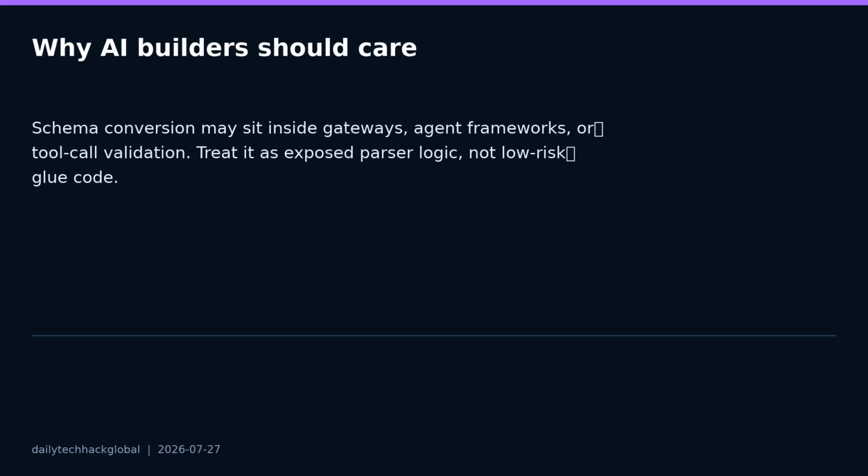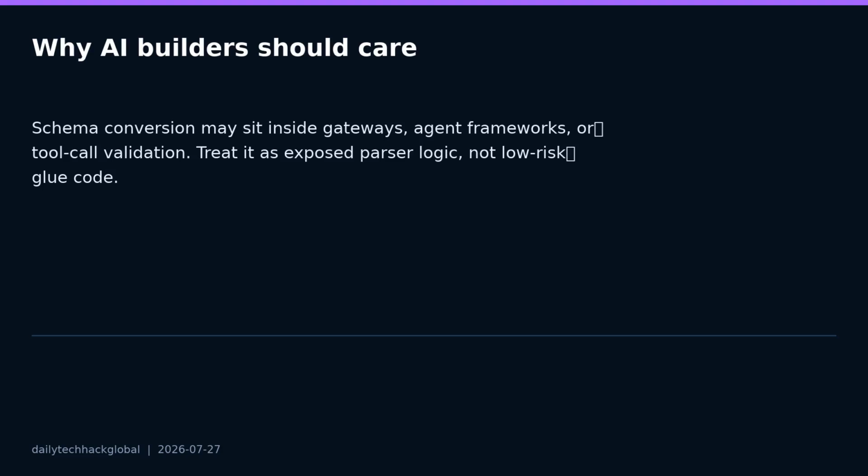If a SaaS product lets tenants upload schemas, if a developer tool exposes schema conversion through an API, or if an AI agent framework accepts partner-supplied tool definitions and converts them automatically, the converter becomes part of the attack surface. Even when the immediate impact is availability rather than code execution, repeated crashes can create downtime, hide other security signals, or trigger emergency rollbacks that introduce new risk.